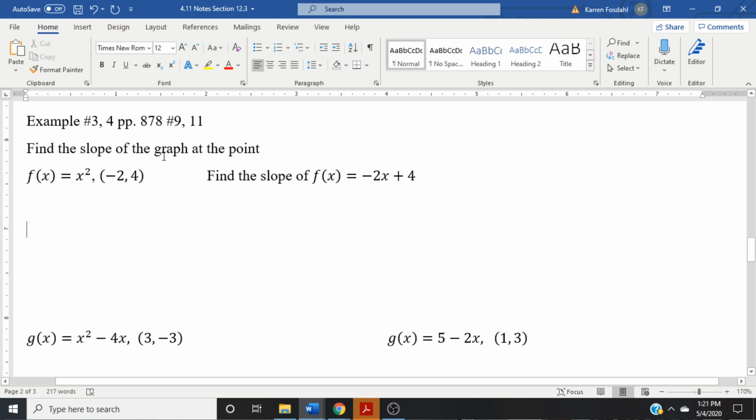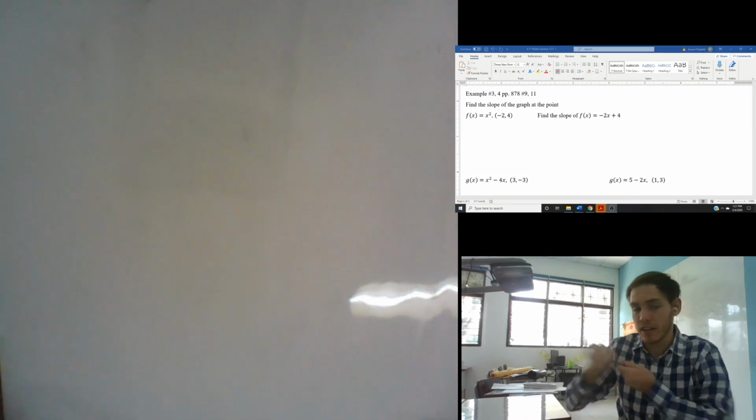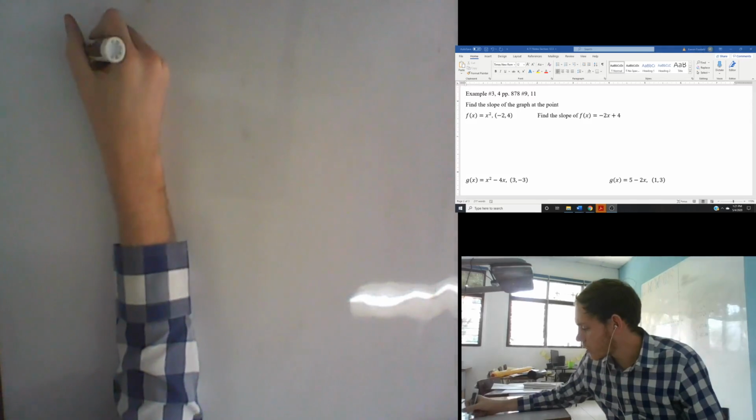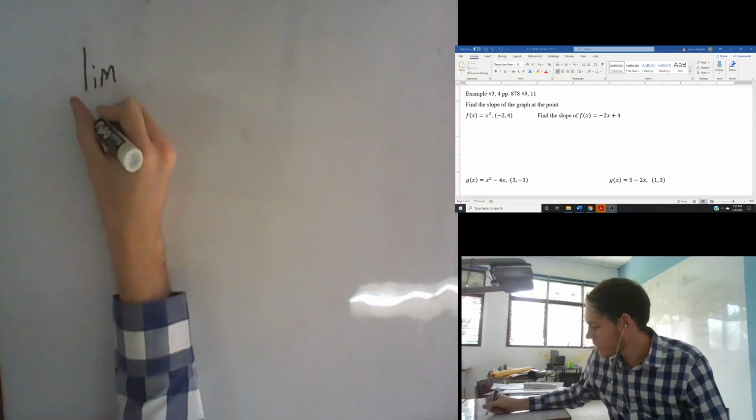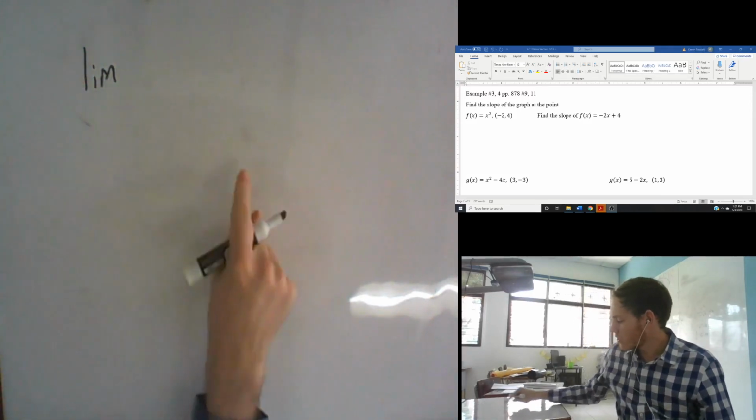Okay, we're finding the slope of the graph at a point. This is actually going to be pretty straightforward as we go, right? But if we do it wrong, it's going to feel more complex. So let's find the slope. Now, you're going, how do I find the slope? Well, great question. So we have our formula. You honestly should always write your formula.